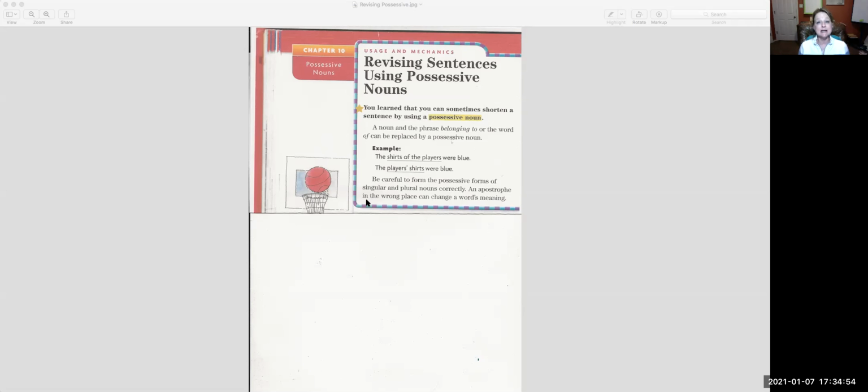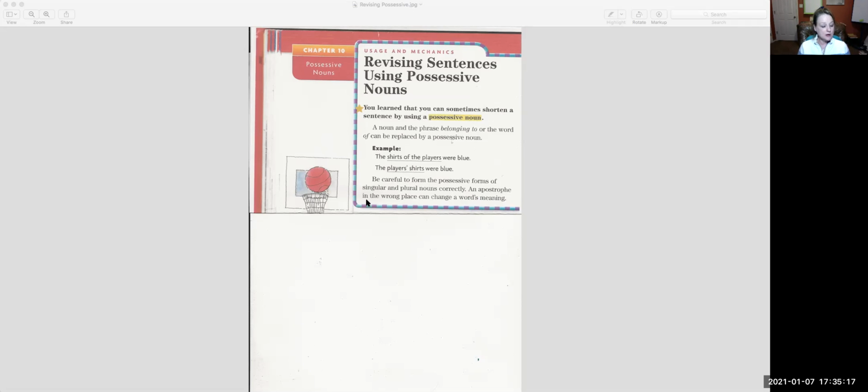However, there is an exception to the rule. We do have irregular plural nouns like children, mice, teeth, men, women. Whenever we see an irregular plural noun, we add an apostrophe S. That's the exception to the rule about the plural possessive nouns.